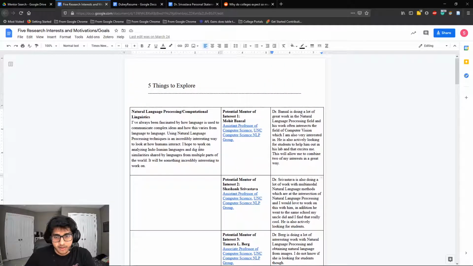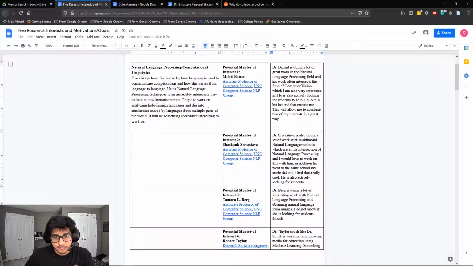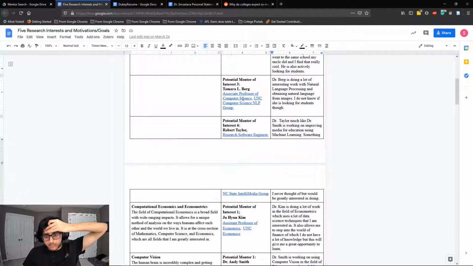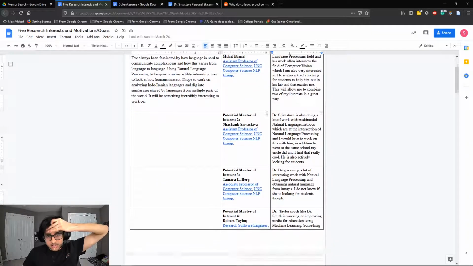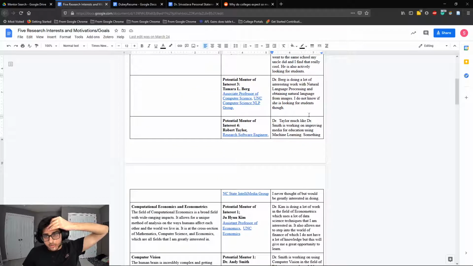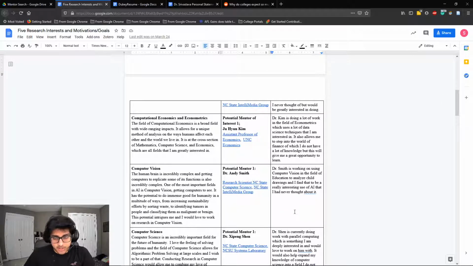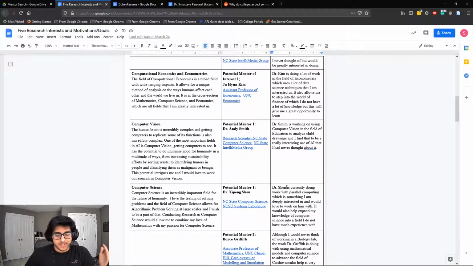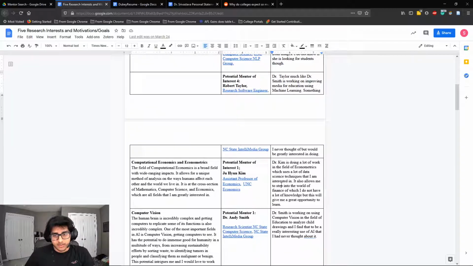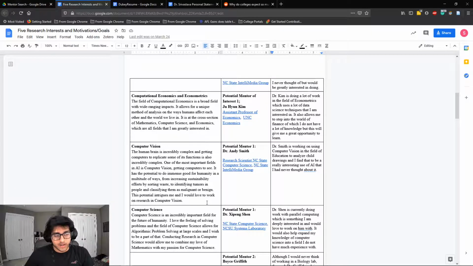So I looked at UNC's Computer Science Natural Language Processing Group, which is really, really good. Lucky to live in North Carolina. And I was able to find some people that did natural language processing research in my area. I wrote down what they worked on. And then I kept this information, found their emails, put their emails down in a spreadsheet along with all of this information. So I was ready to send out emails when the time came.